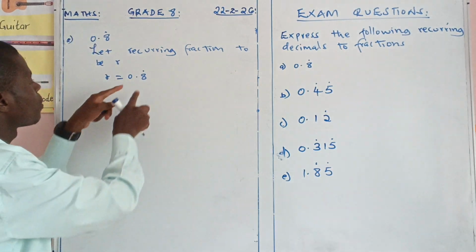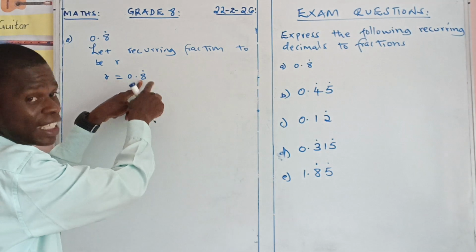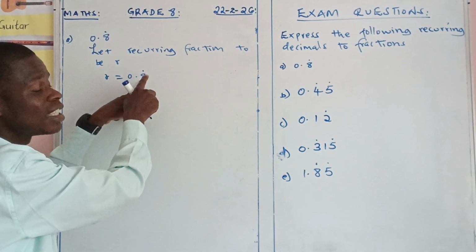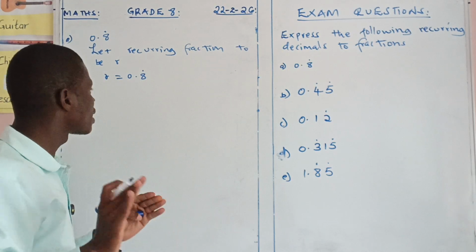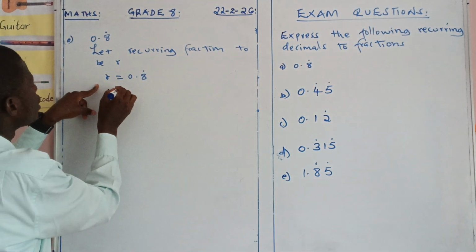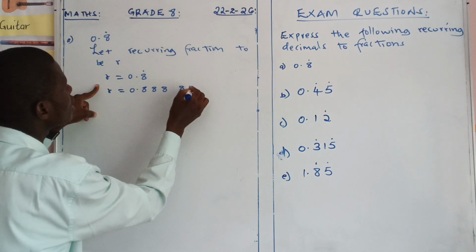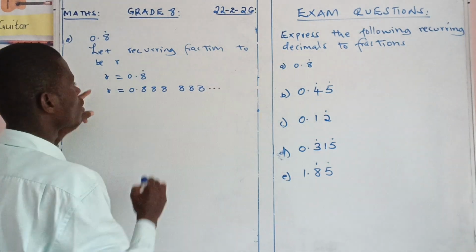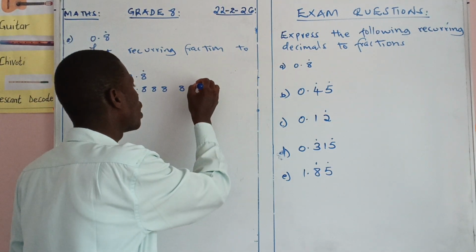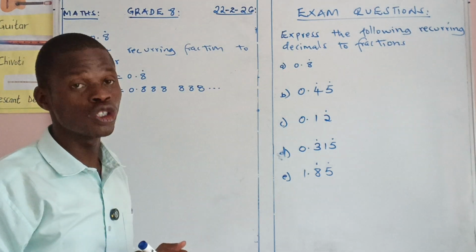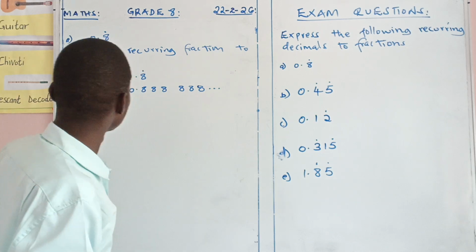Good. Second step, you have to write this recurring digit. So the digit 8 is recurring. Write it at least how many times? 6 times. So we're going to have R is equal to 0.888888, then 3 dots. What is the meaning of 3 dots? 3 dots tell us that this 8 is continuing, but we don't have time to list all of it.